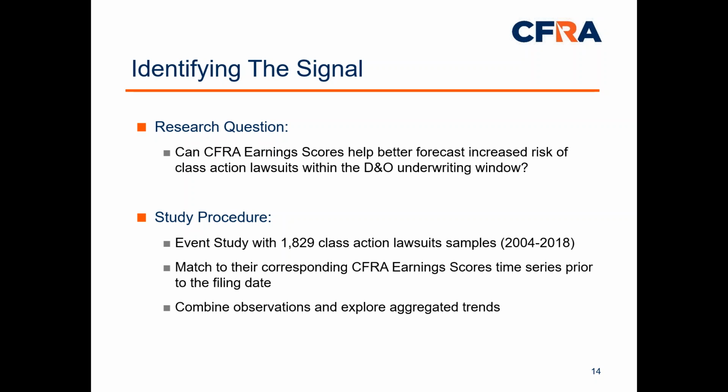Now that we have a better understanding of the magnitude of accruals and motivations for using accruals, we wanted to ask ourselves the following question. Can CFRA earnings scores help forecast increased risk of class action lawsuits that's applicable to the D&O underwriting window?